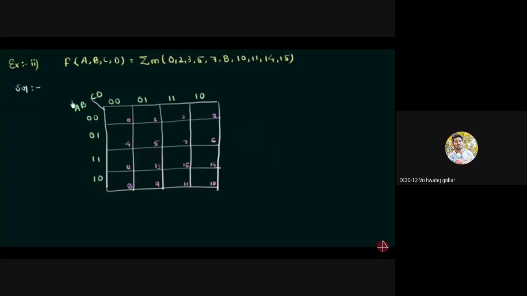Now we will fill the cells. For 0 the function is high, so 1. There is no 1 here, so for this minterm M1 the function is low or 0. I usually don't write 0 in the K-map because it makes my map messy. I just write 1. For 2 and 3 it is 1. Then 5, 7, 8, 10, 11, 14 and 15.